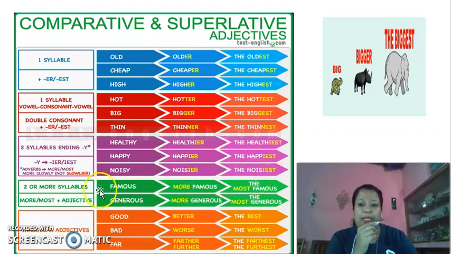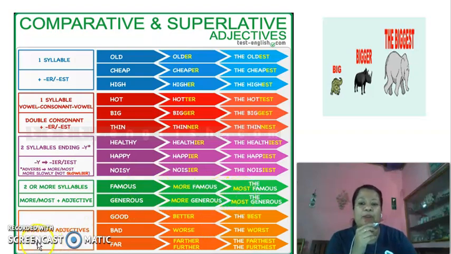Okay, now when it has two or more syllables, okay, two or more syllables, for example, famous, we will use the words more famous and most famous. Generous, okay, more generous, most generous. Beautiful, more beautiful, most beautiful. Okay, so some words take more and most.